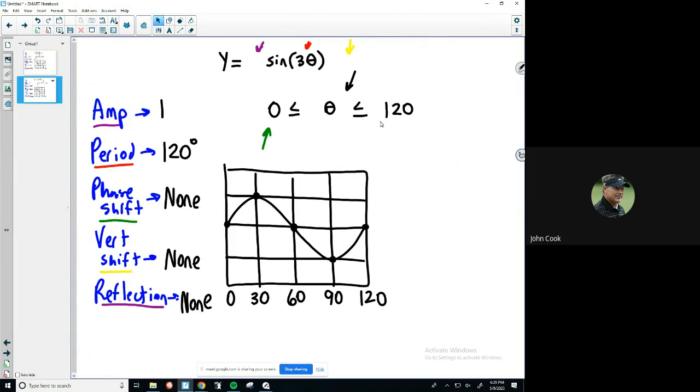So this is no vertical shift. This starts at 0. Since the amplitude is 1, we go up by 1 and down by 1. And there's the graph of our sine function with a brand new period instead of 0 to 360. Okay, let's see what the next one looks like.